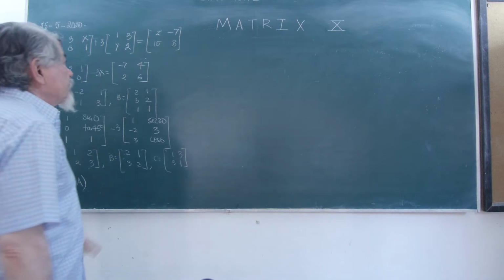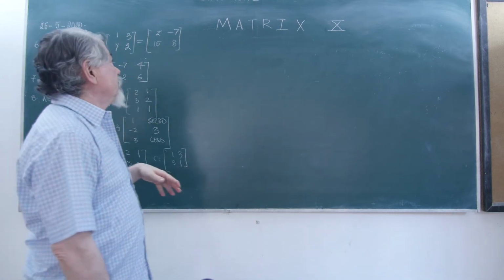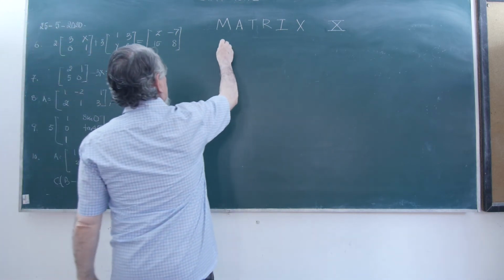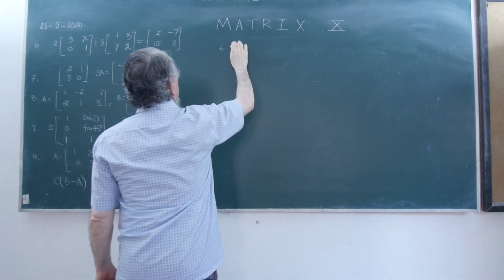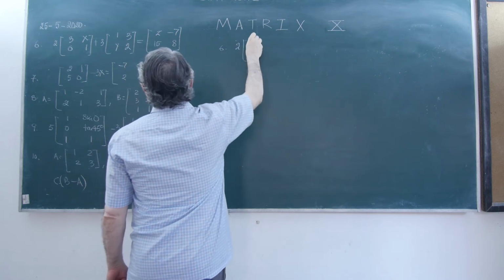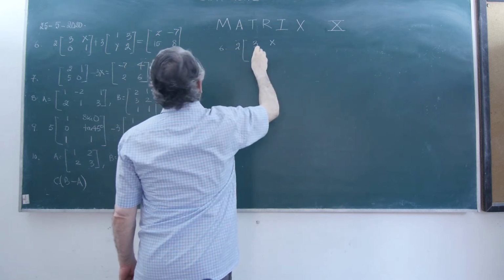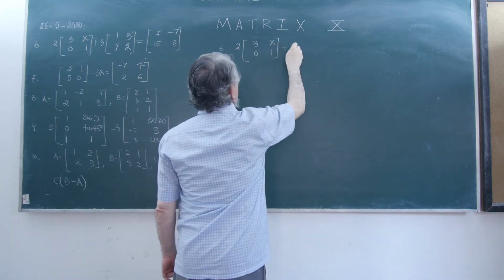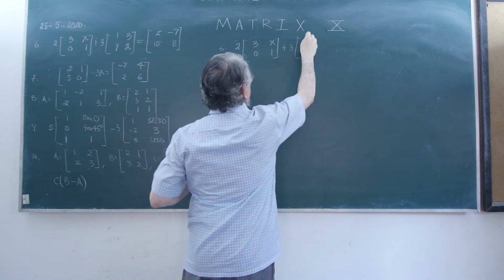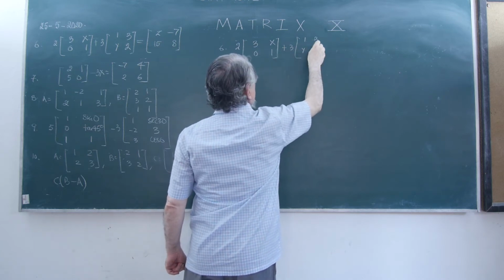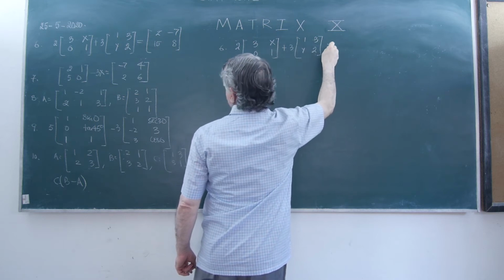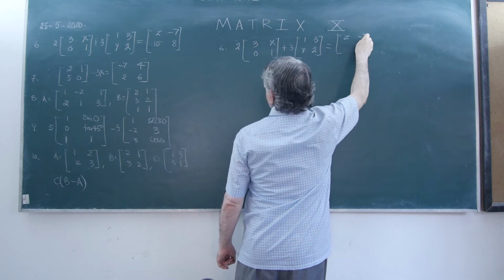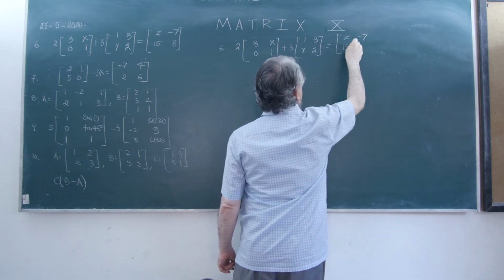In question number 6, I have a matrix equation where I have to calculate the value of X and Y. Let me write down the question for you. It is 2 into [3, x; 0, 1] plus 3 into [1, 3; y, 2] is equal to [Z, minus 7; 15, 8].